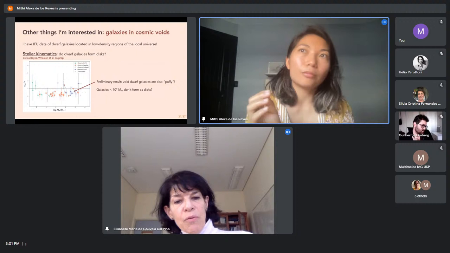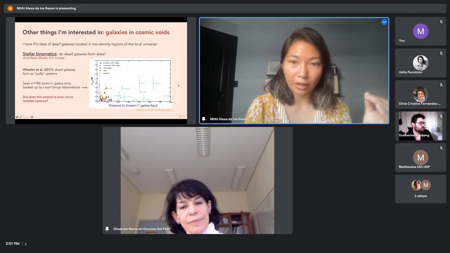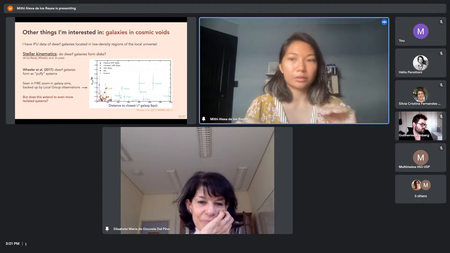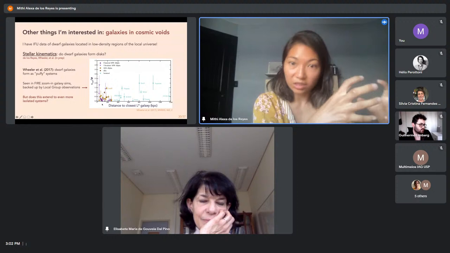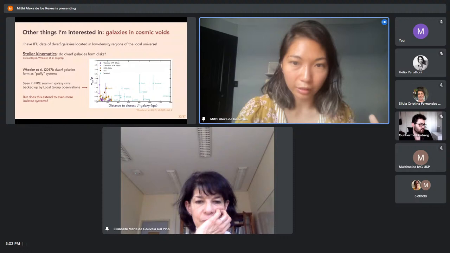I think traditionally, originally the picture was actually the opposite. The picture was that everything should form as a disk from the classic cold gas collapse. And then the tidal interactions actually produce the puffiness. So this is why we see the dwarf spheroidal galaxies that are very close to the Milky Way that look like spheroids. But then further out, you actually get irregular, almost mini spiral galaxies.